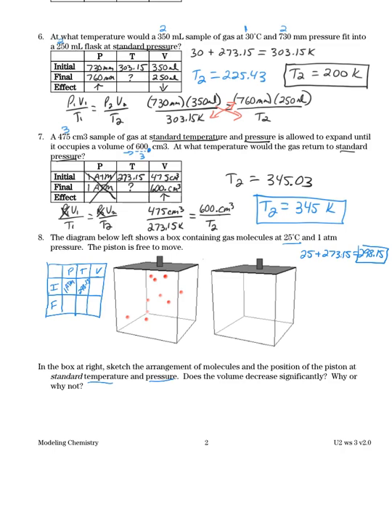Okay, now looking for my final conditions, it's ending at a temperature of standard temperature, so that's 273.15. And pressure, well, if it's standard pressure at the start and standard pressure at the end, 1 atmosphere, it looks like I'm not going to have to deal with pressure at all. The pressure is not changing. But the problem is it wants to know volume, and I don't have a volume.